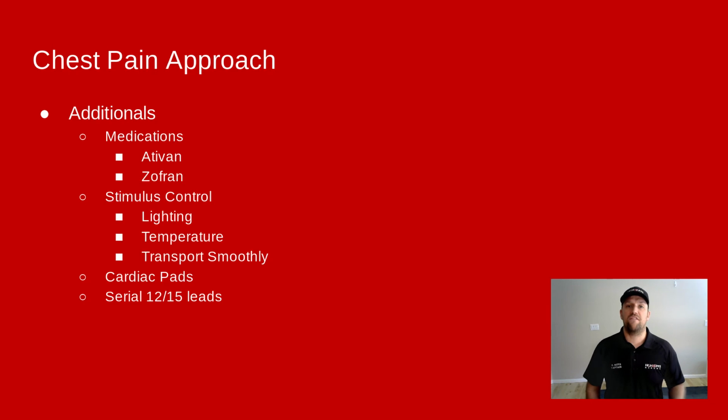For serial 12 and 15 leads, I think in general, on a transfer, this is reasonable, just to make sure you don't have a change. If you have a 5-minute transport, there's really no reason to do a serial 12 or 15 lead unless you have a change, meaning I'm having 10 out of 10 chest pain, you gave me fentanyl and a nitro drip and now my pain is 0. That's a change. So then a serial 12 or 15 lead would be good.